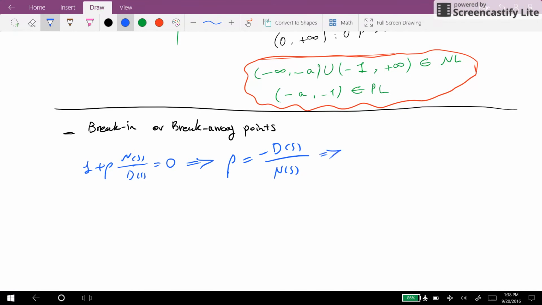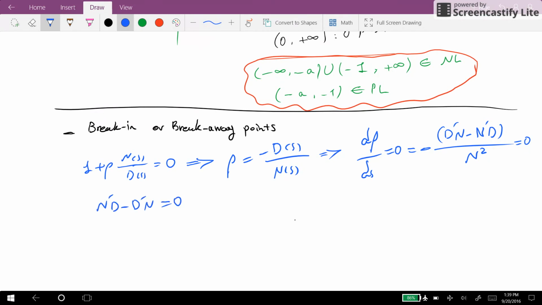In order to find the break-in or breakaway points, which are the local maxima or local minima for the value of rho where s is a real number, we need to find d rho over ds, set its value equal to 0, and find out whether this equation has some real roots. So finding d rho over ds, we will have minus d prime n minus n prime d over n squared. And if we set it to 0, we will have just n prime d minus d prime n equal to 0.